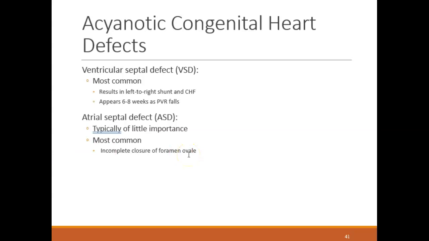Okay, your acyanotic congenital heart defects. This is your VSD and your ASD. These are holes in that septum between the right side and the left side of the heart, between the atria or ventricles, depending on which one you're talking about. So this is going to cause blood to flow back into the right side of the heart rather than getting ejected from the left side of the heart.